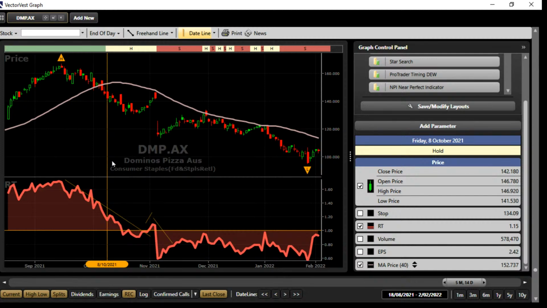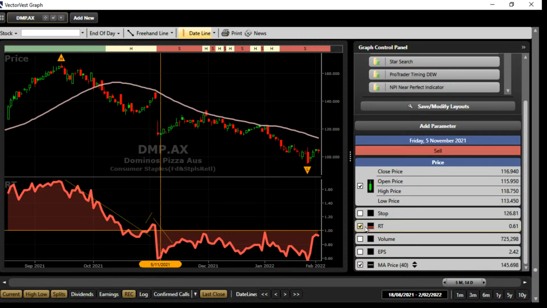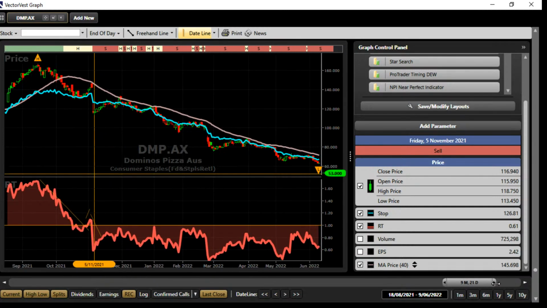You go through the 40-day moving average, then you go below one, you go through one again, and you go through your stop line. There's your stop line, bang, it breaches through. So around about here, $116 odd. Why are you still holding on to that stock? Let's roll it forward. Look at this.